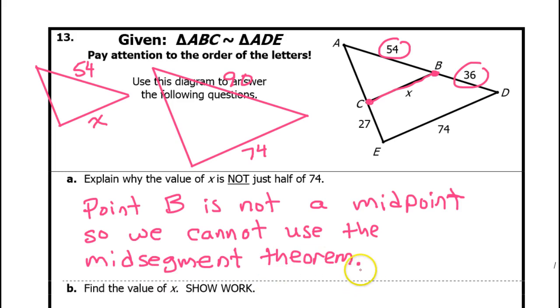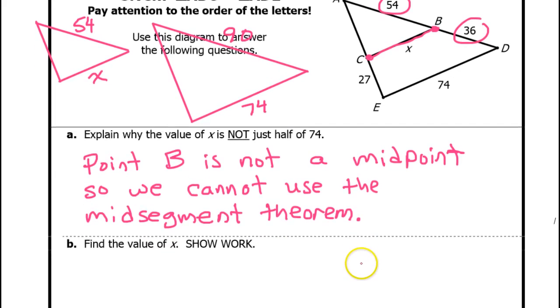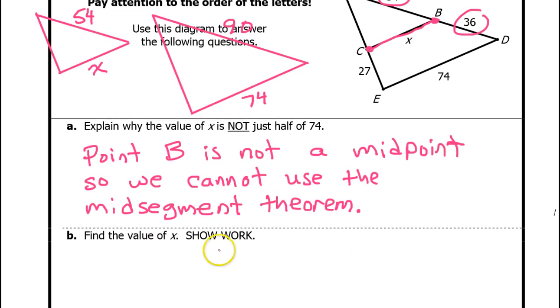All right, so there you go. Now we need to go ahead and find the value of x. So I'm going to do the old new over old equals new over old. So new over old would be x over 74. And new over old again would be 54 over 90.